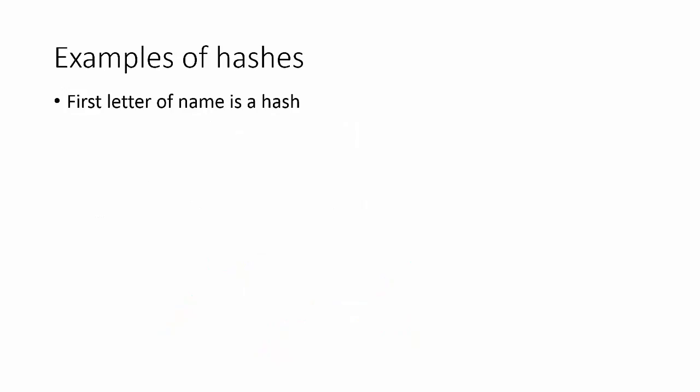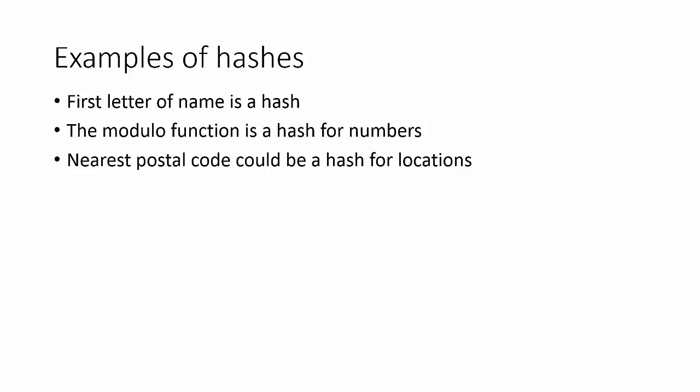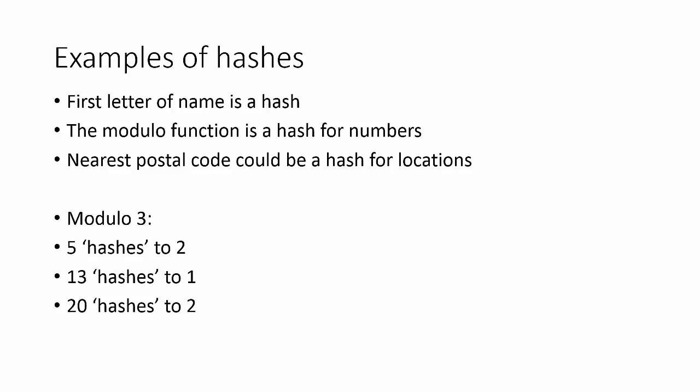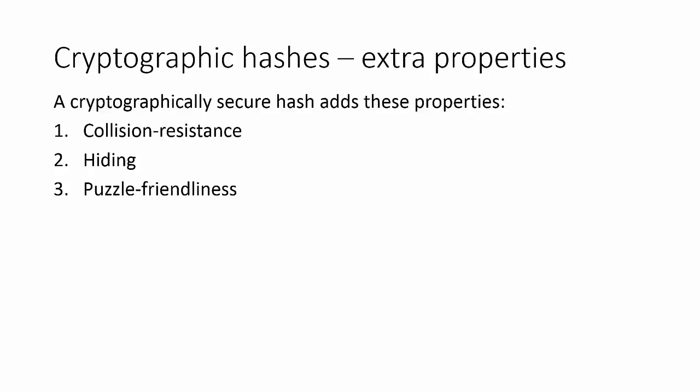For example, the first letter of a name can be the hash, or the modulo function is a hash for numbers. The nearest postal code could be a hash for locations in inhabited areas. For example, for the hash modulo 3, what we show here is the hashes for 5, 13 and 20 being 2, 1 and 2. Cryptographically secure hashes have 3 additional properties.